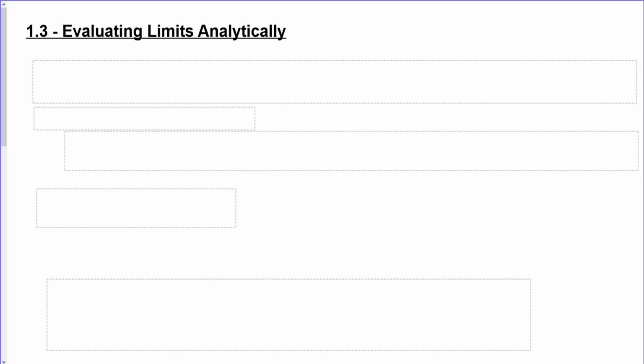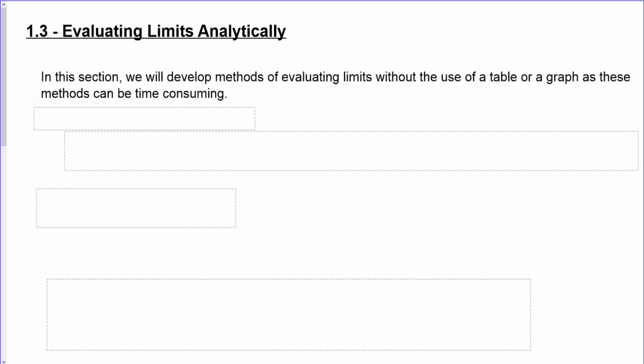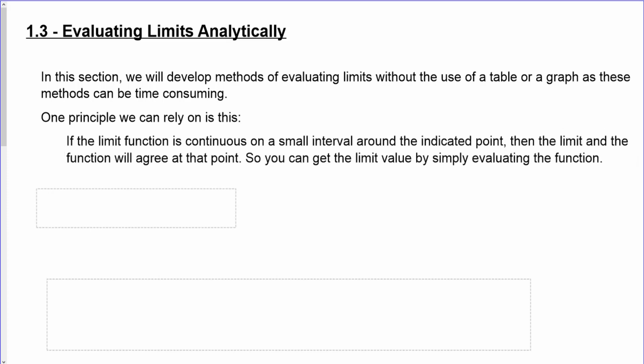In this section, we're going to try and come up with methods of evaluating limits faster. Because even with the use of a calculator, coming up with a table or a graph can be time consuming in order to evaluate a limit. So if you'll recall, in the previous section, we sort of touched upon a principle that was really useful here.